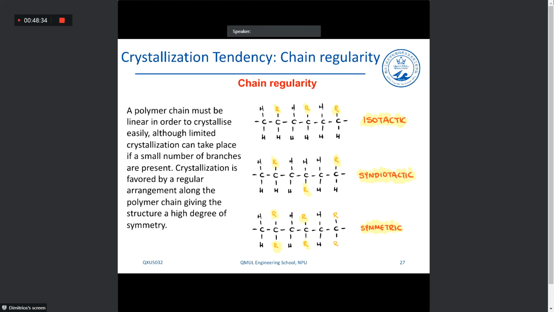Let me use another color. When we have a random chain regularity, as you can realize, generally these materials are amorphous. Crystallization is favored by a regular arrangement, because crystallization is creating order. In isotactic, syndiotactic, or symmetric materials, we have a regular arrangement along the polymer chain, a high degree of order, which gives this structure a high degree of symmetry.